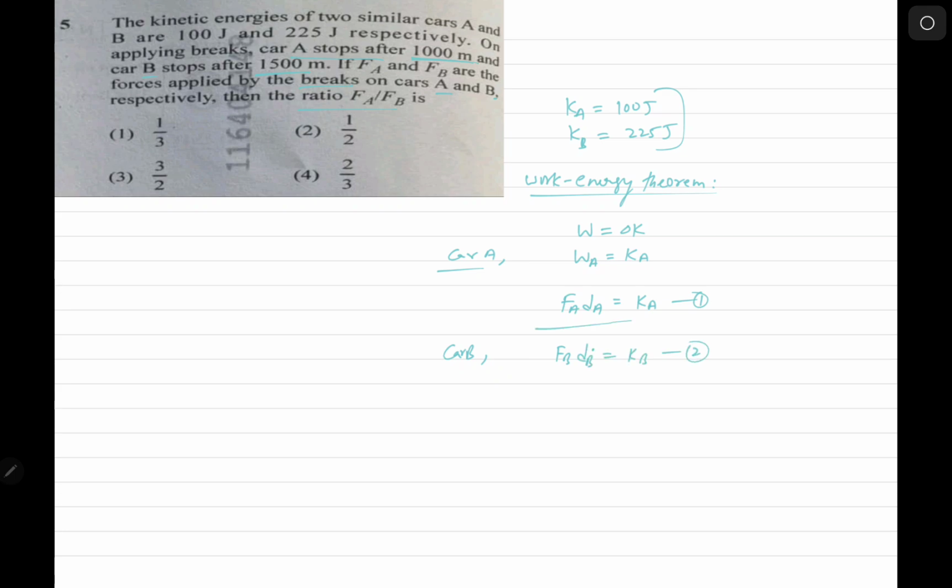That is equation 2. Now if you divide them, FA by FB, okay, dA is the stopping distance, is 1000 by 1500 is equal to 100 by 225. 15 ones are 15, 15 fifteens are 225. 100 cancels, so it's coming as 2 by 3. So FA by FB is equal to 2 by 3. Okay, and that is the fourth option. So I hope it is clear. Let's move to the next question.